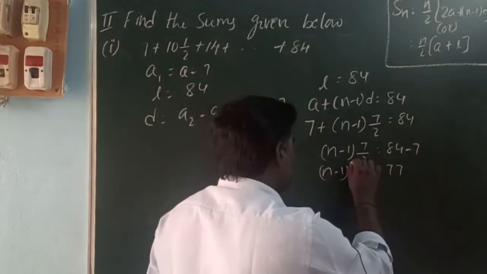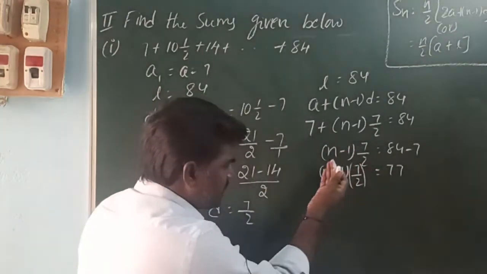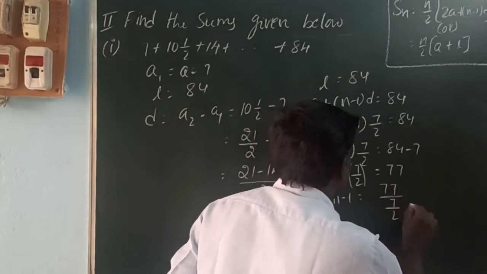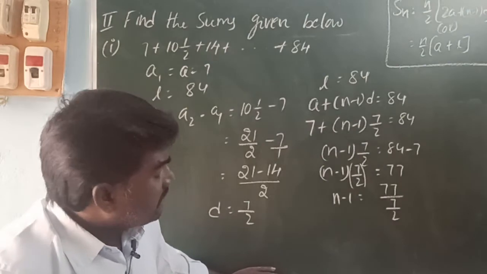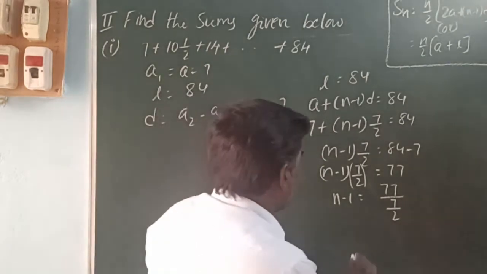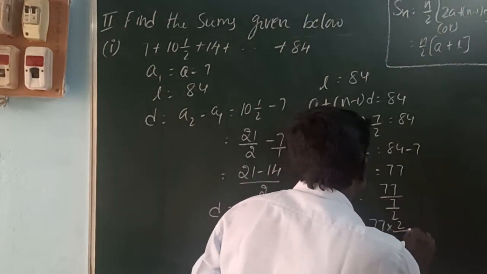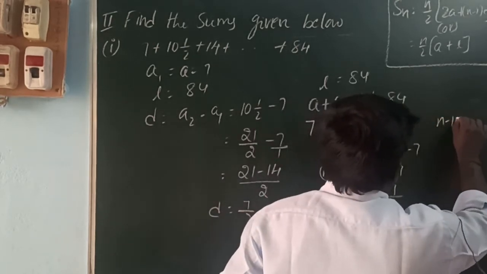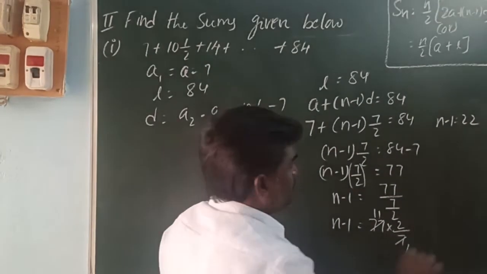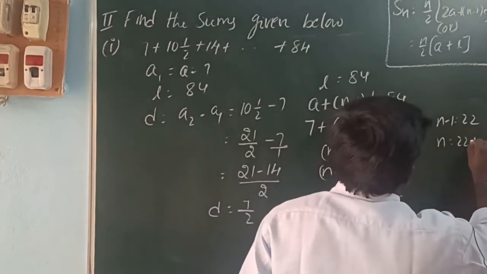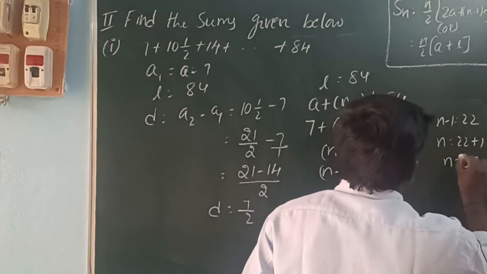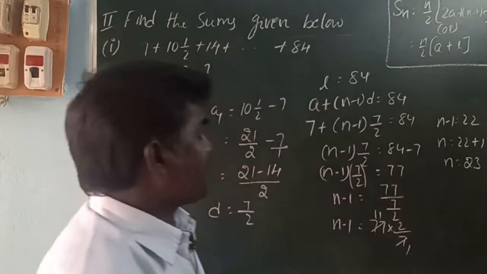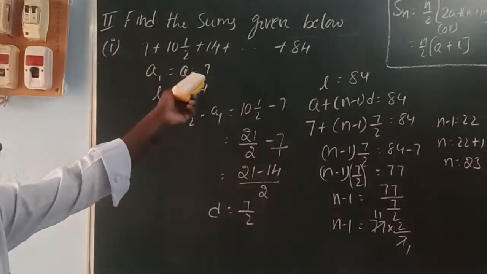So n minus 1 into 7 by 2 is equal to 77. Here the 7 by 2 is a multiple, so it goes to the other side and divides. So n minus 1 is equal to 77 by 7 by 2. The denominator having a fraction becomes its reciprocal. So that is 77 into 2 by 7. 7 ones are 7, 7 elevens are 77. So n minus 1 is equal to 22, 11 twos are 22. So n is equal to 22 plus 1, which is 23. So the number of terms is 23.